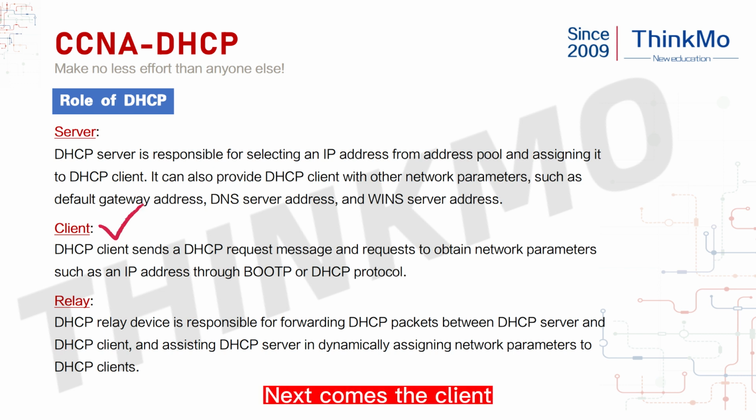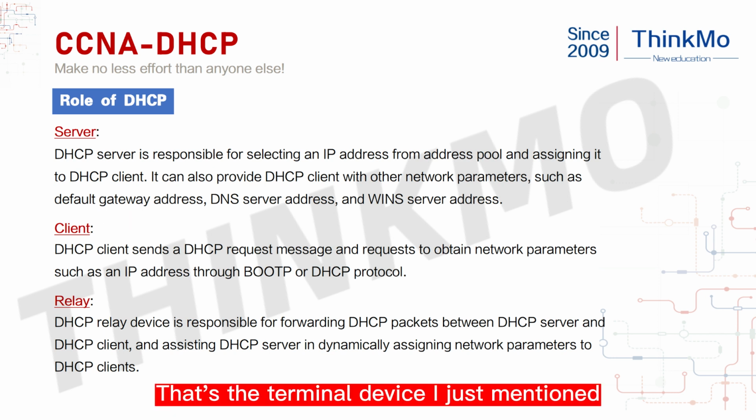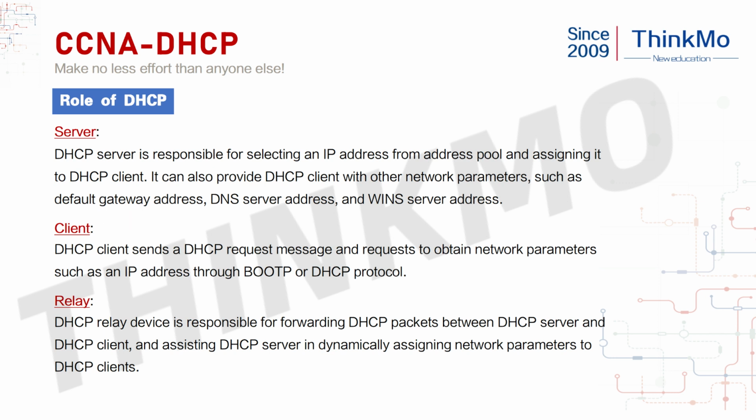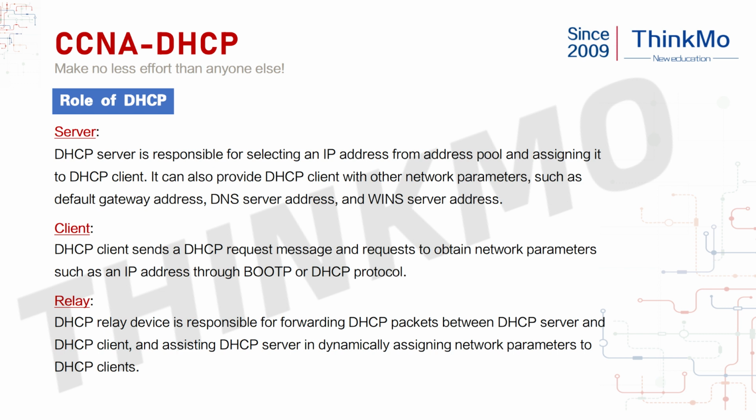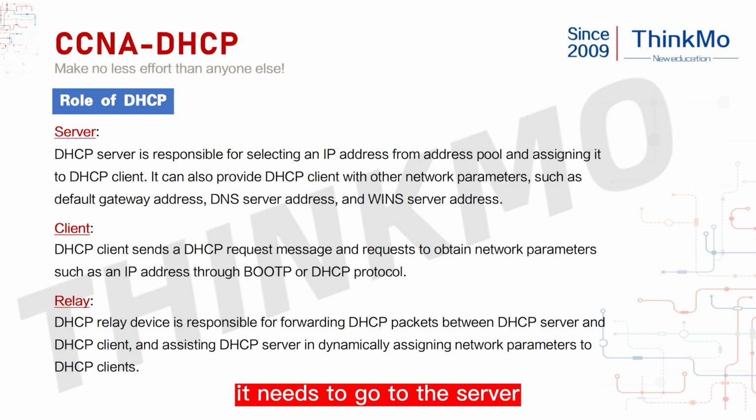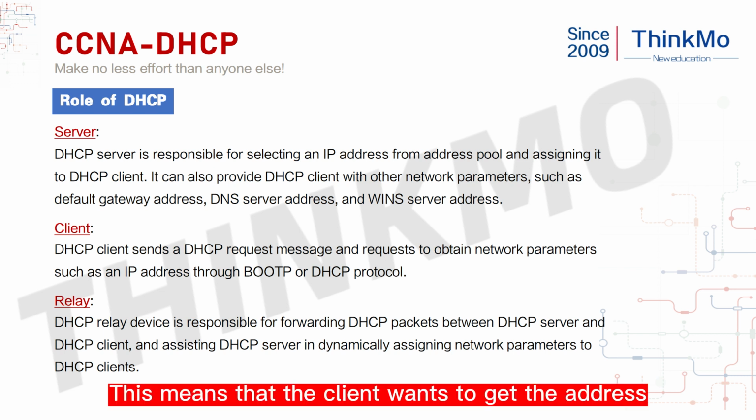Next comes the client. That's the terminal device I just mentioned. It is the device used to automatically obtain an IP address. If it needs an IP address, it needs to go to the server and request an address to use. This means that the client wants to get an address, so the corresponding packet must be sent to the server.